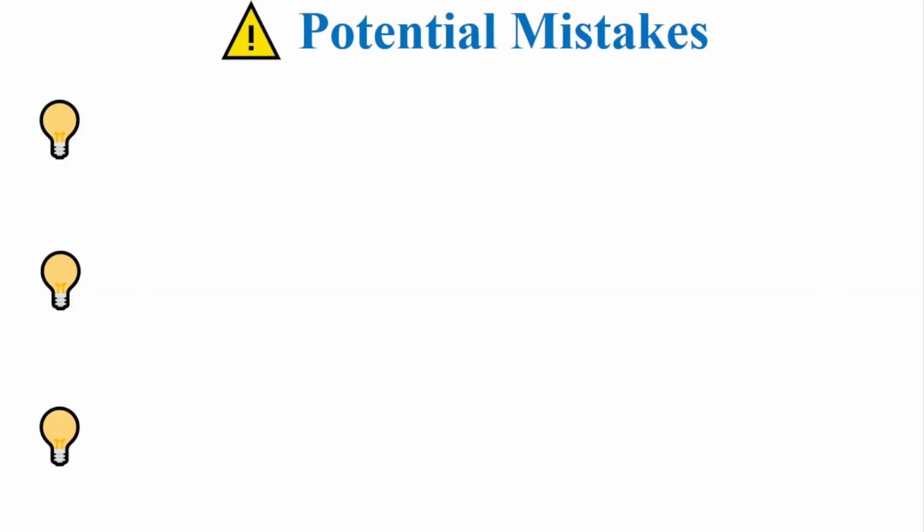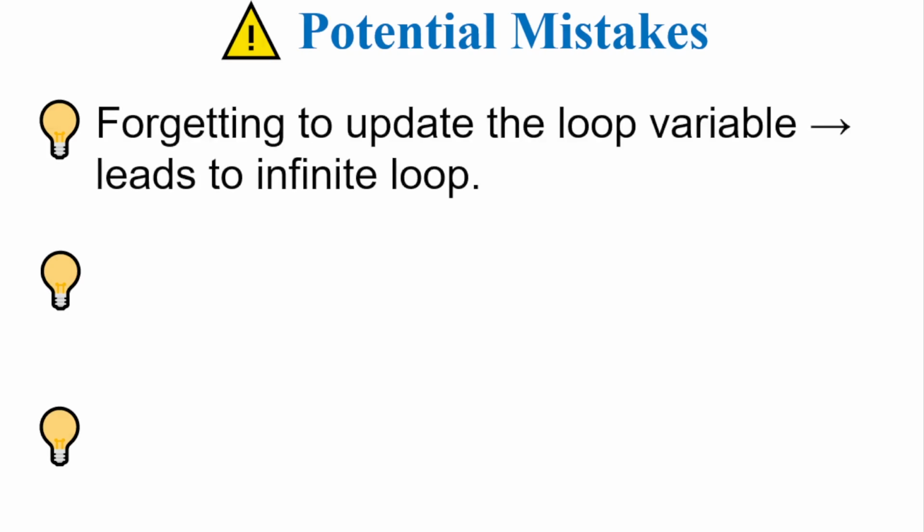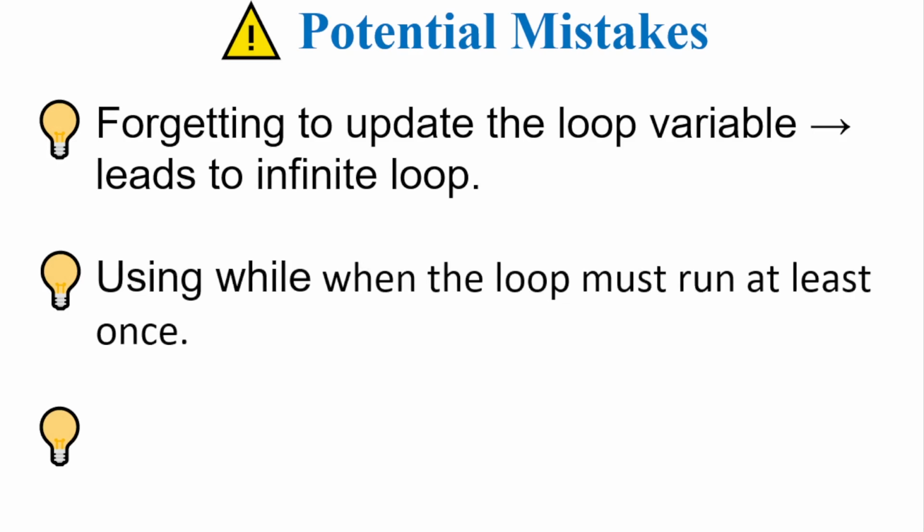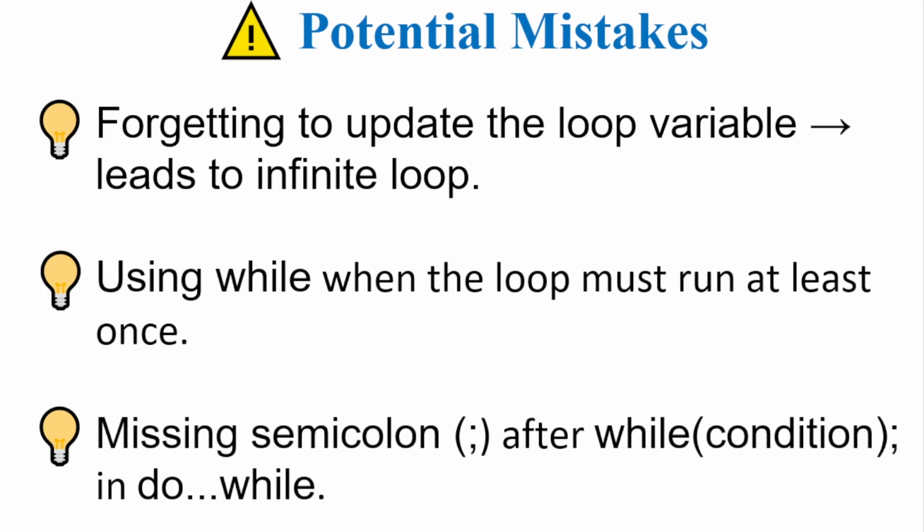Number 5, potential mistakes. Forgetting to update the loop variable leads to an infinite loop. Using do while when the loop must run at least once. Missing semicolon after the while condition in the do while structure.